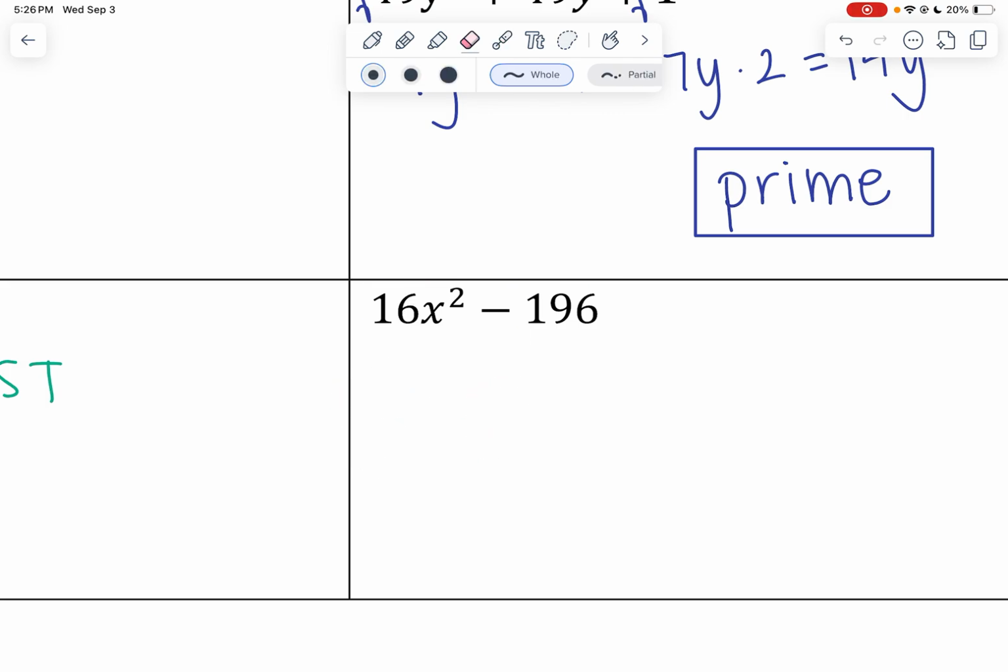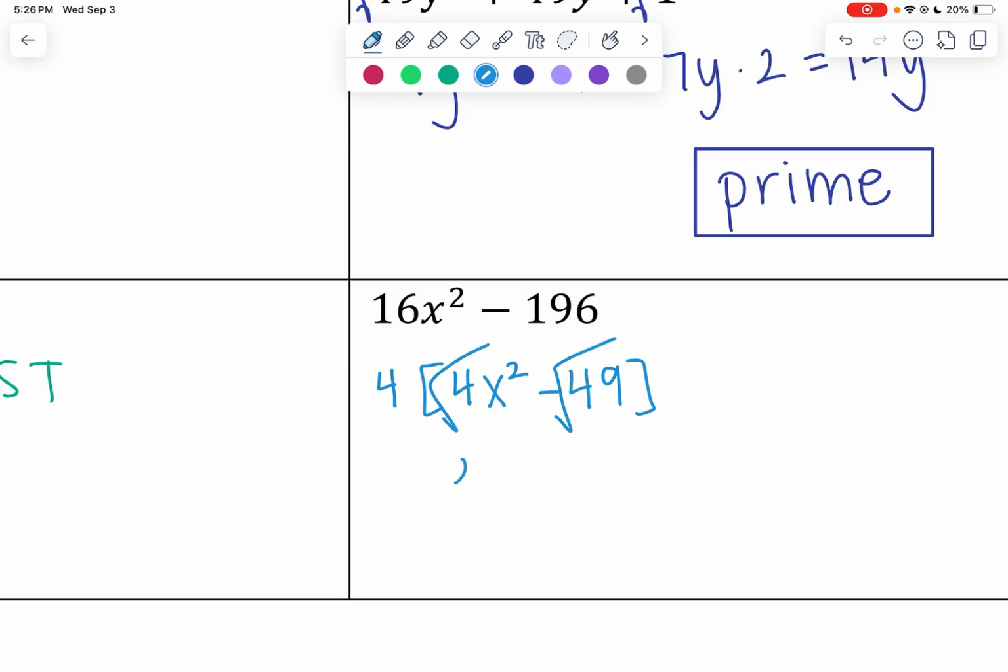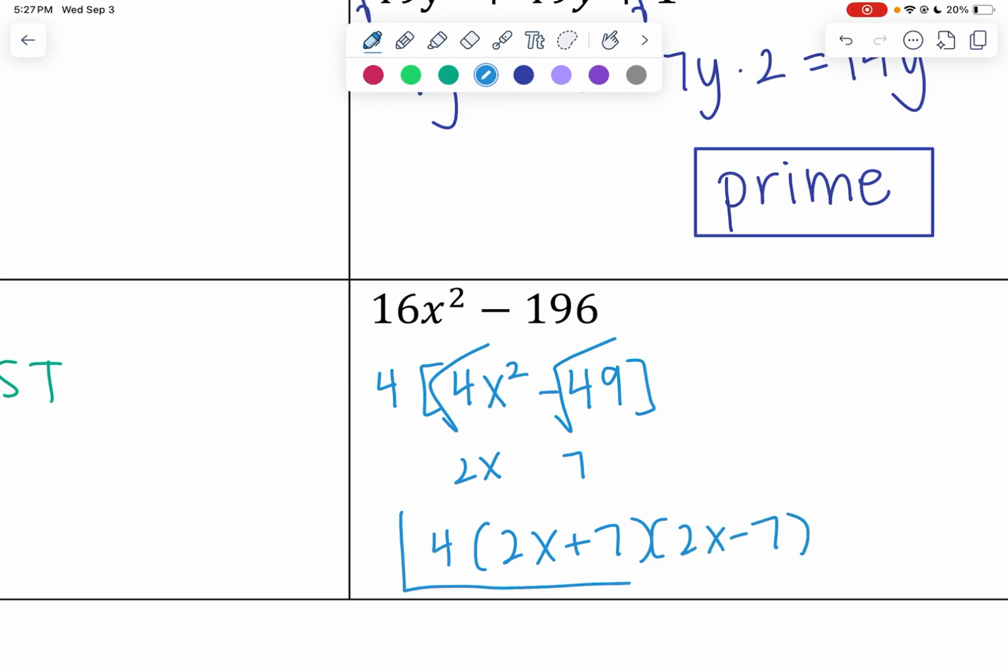So let's back up. Is there a number that goes into 16 and 196? If you take out a 2, you're left with even numbers again. So see if you can take out a 4. So if you factor out a 4, I'm left with 4x squared, and 196 divided by 4 is 49. It still is a difference of squares. So now you can square root and square root. So that would be 2x and that would be 7. So 2x plus 7 times 2x minus 7. But don't forget your first factor of 4.